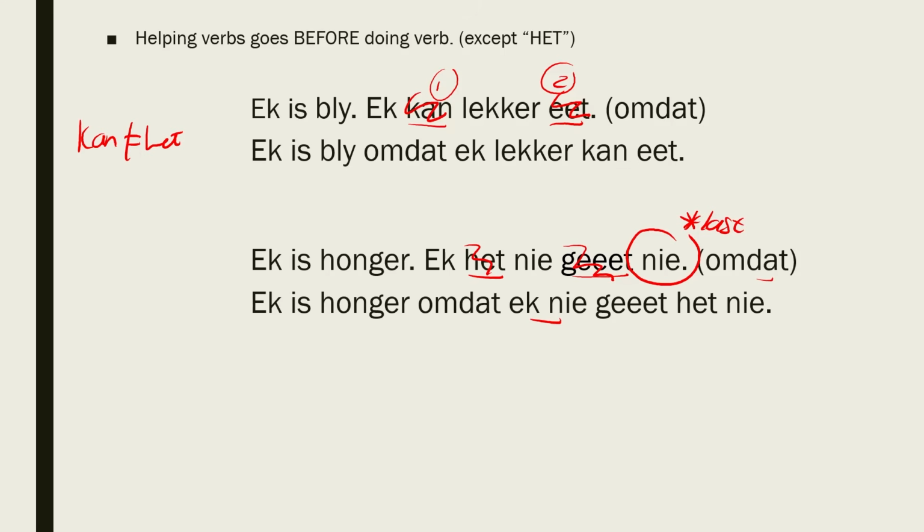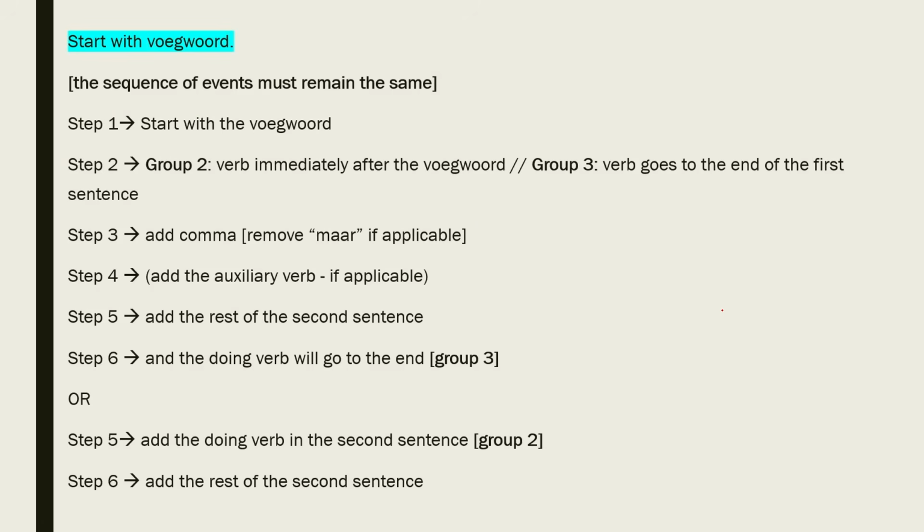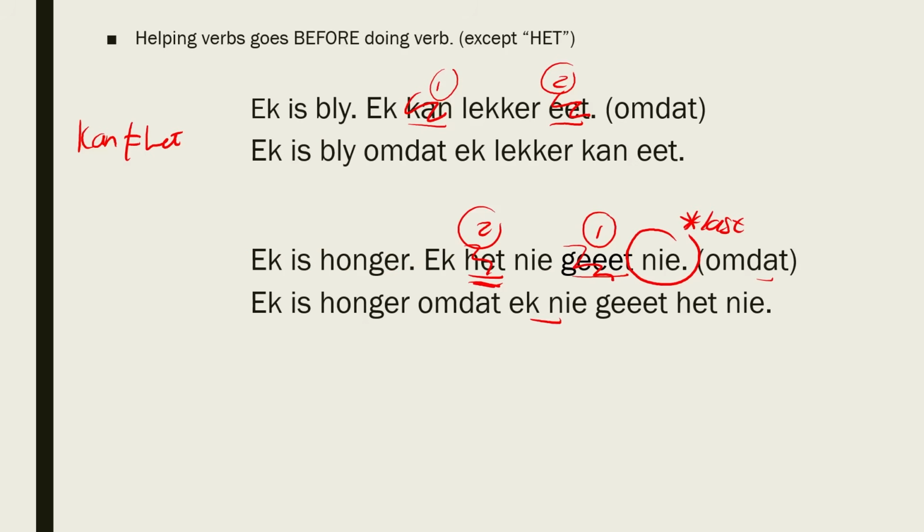Right. So what did I say? Helping verbs go before the doing verb unless it is het. What is our helping verb or our auxiliary verb? It's het, right? So we'll write geëet and then het. So geëet het and then our last nie, full stop. So it will be ek is honger omdat ek nie geëet het nie. And that's how you would combine two sentences with a voegwoord where you have one verb and two verbs.